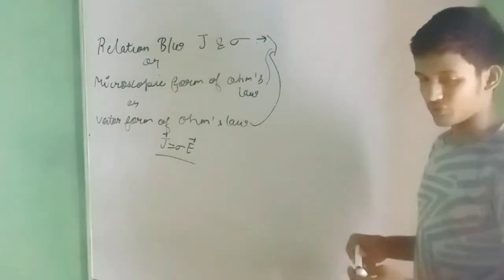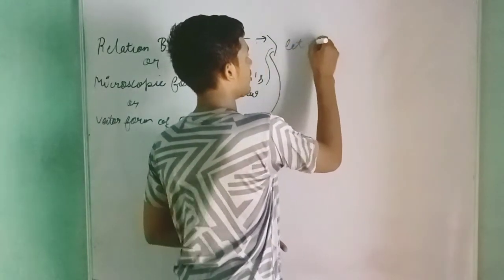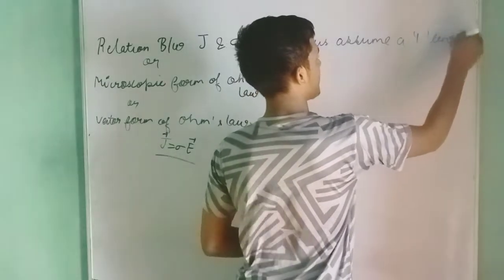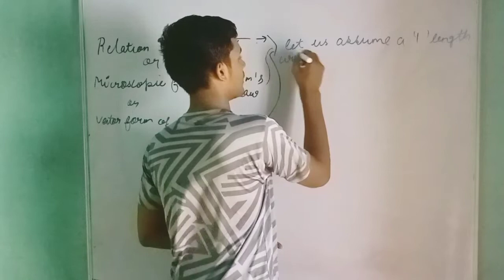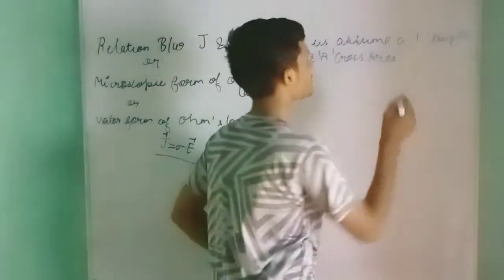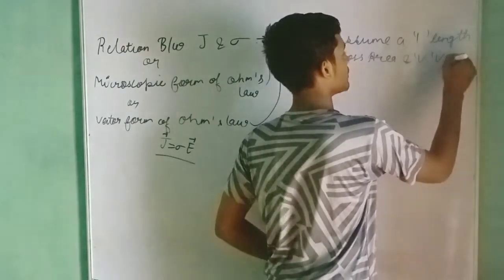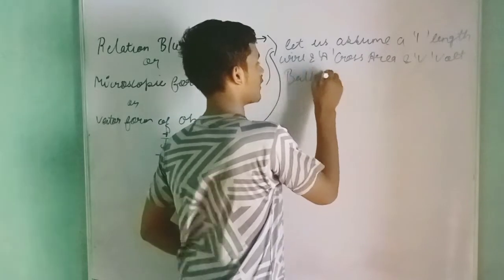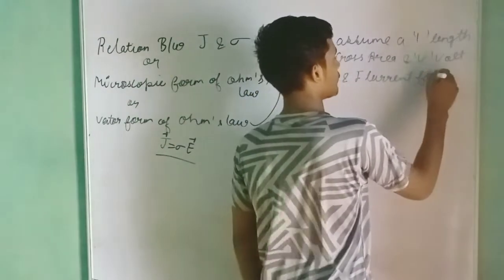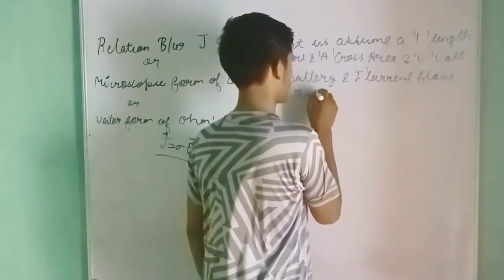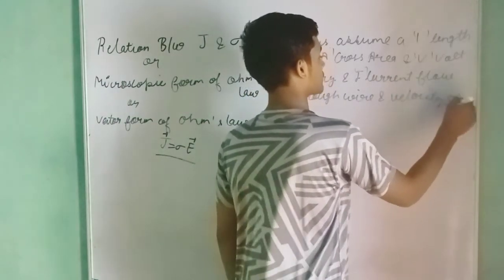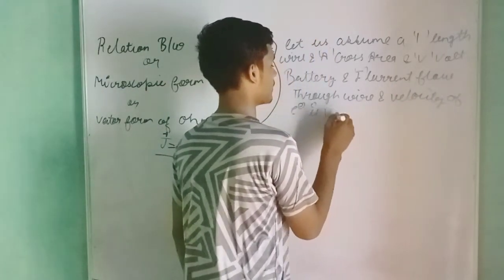So now we have to assume. Let us assume a wire of length L and a cross-sectional area A, with a V volt battery, and I current flowing through the wire, and the velocity of electrons is Vd. That is Vd.